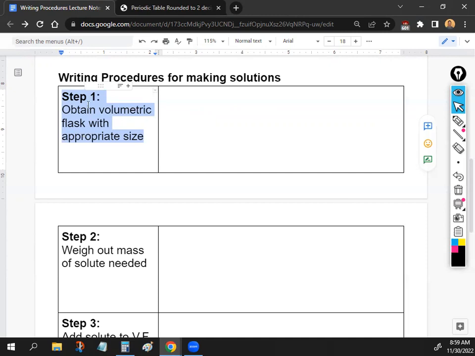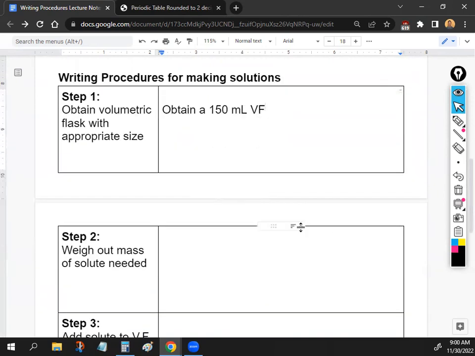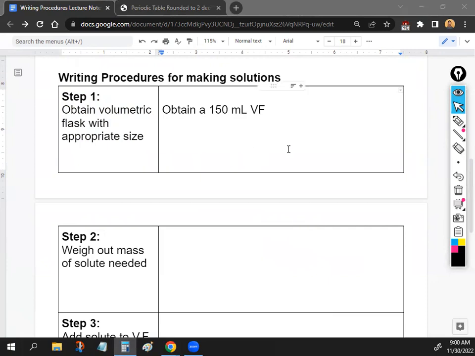So for step one, let's write this down. For your procedures, if you're making this solution right here, you're going to obtain a 150 milliliter volumetric flask, and we can abbreviate it. That's step one, super easy. You just need to make sure that you get a volumetric flask that is the volume of the solution that you want to make.